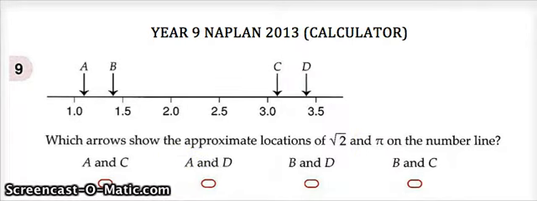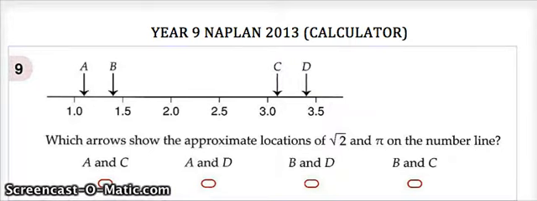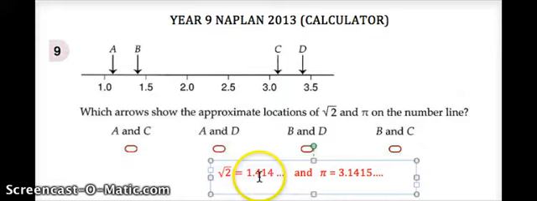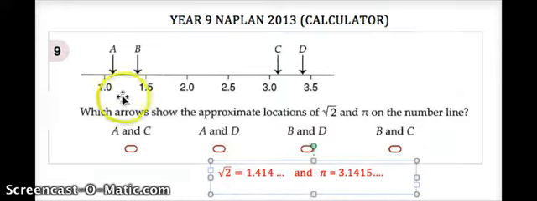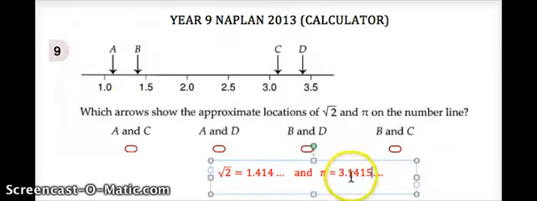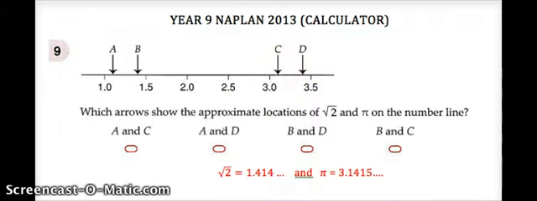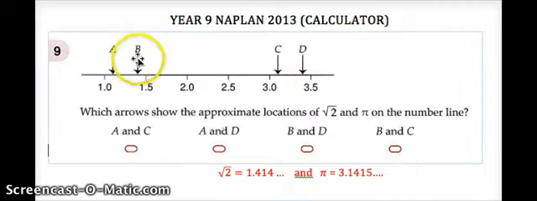Now, if you take your calculator, the square root of 2 is approximately equal to 1.41 and pi is approximately equal to 3.1415. So we're looking for a number that is approximately 1.4. We can see here we've got 1 and 1.5. So B would be approximately 1.4, and we're also looking for 3.1 roughly, or 3.14, and C, this is 3 and that's 3.5, so C would roughly be 3.14. So your answer is going to be B and C.